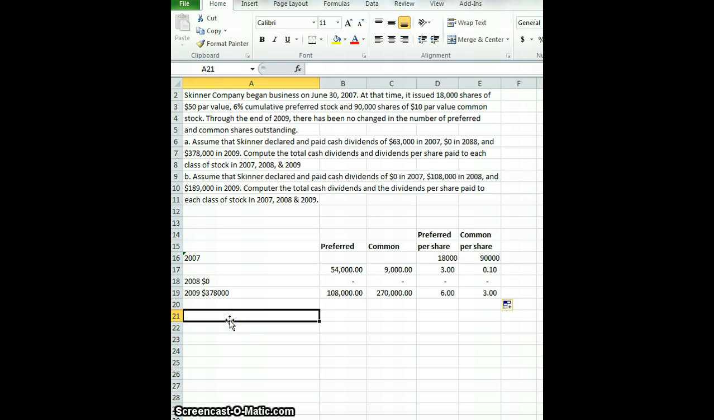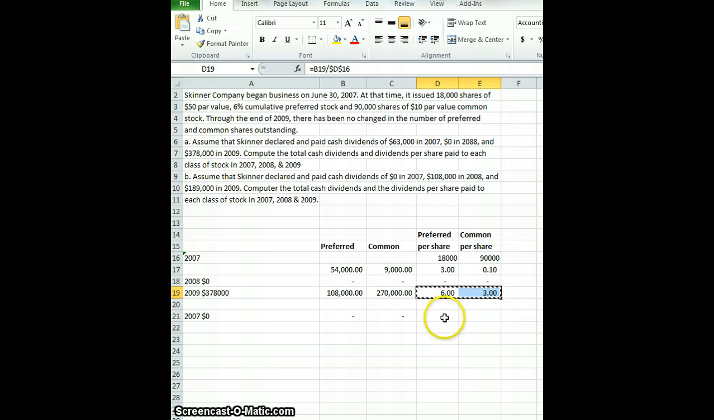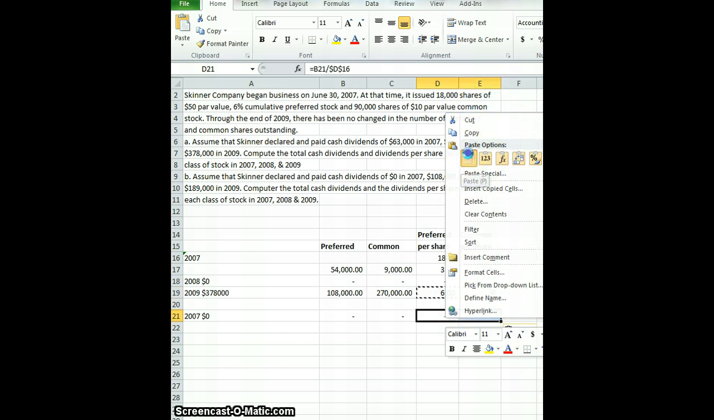So we can do the same thing in B. In 2007, in B, instead of paying $63,000 in year one, we're going to pay 0 in 2007. So we know what's going to happen here, right? We're going to go $0 and $0, and of course our dividend per share is also going to be 0.